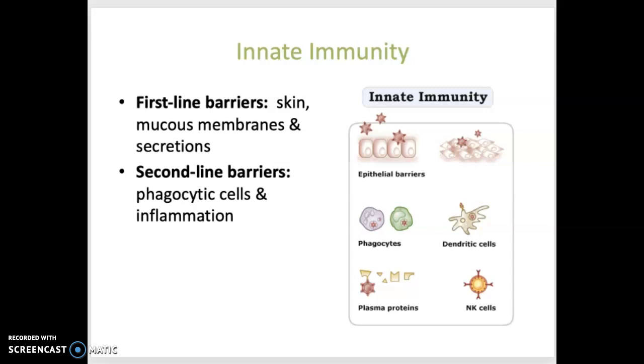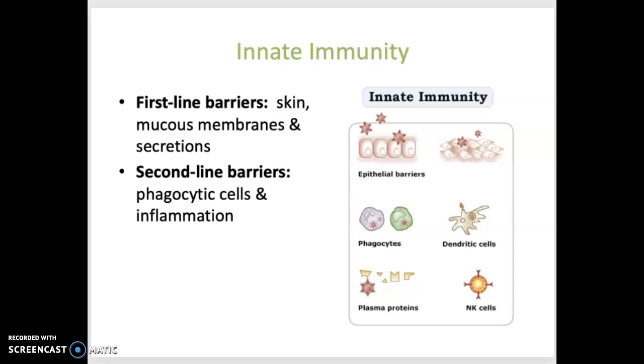First line barriers are preventing pathogens from entering the body in the first place. So these are things like your skin surface or your skin itself, and the secretions that come through your skin, like tears, saliva, sweat. And then second line barriers, these offer protection if pathogens penetrate the first line barriers. So if a pathogen actually does get through your skin and into your body, we have cells and chemicals and various processes like inflammation that can help destroy those pathogens.